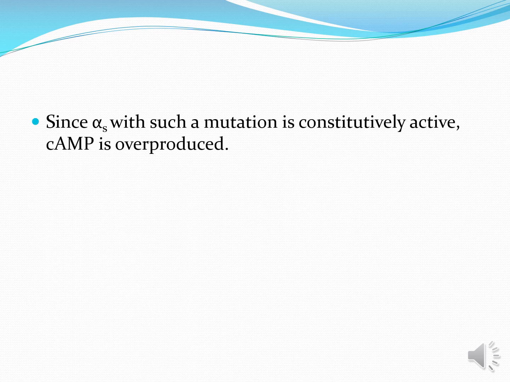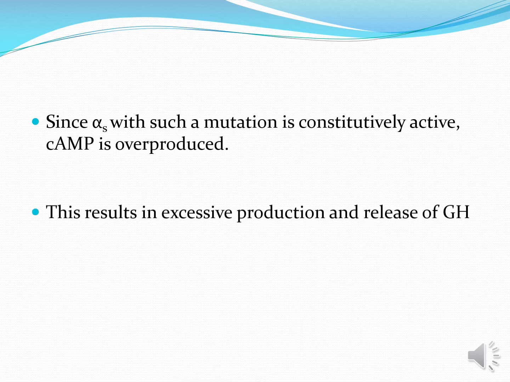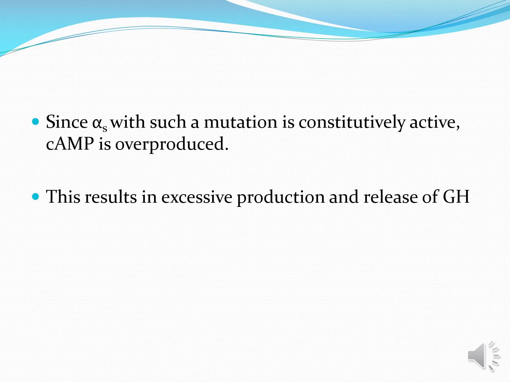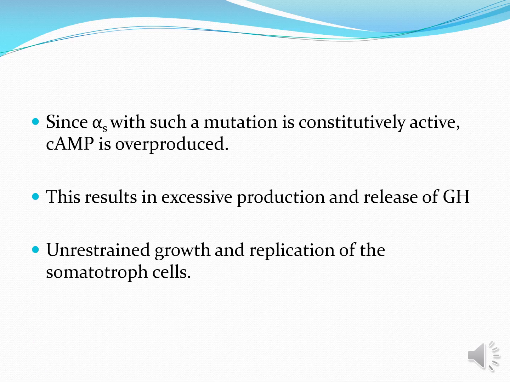Since alpha stimulatory with such a mutation is constitutively active, cyclic AMP is overproduced. This results in excessive production and release of growth hormone, and unrestrained growth may occur in this case. In this sense, the alpha stimulatory is an oncogene.